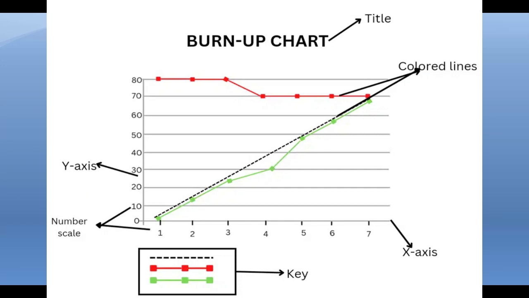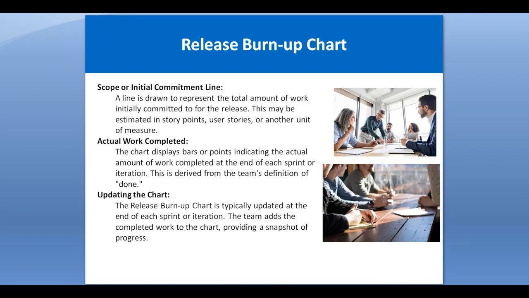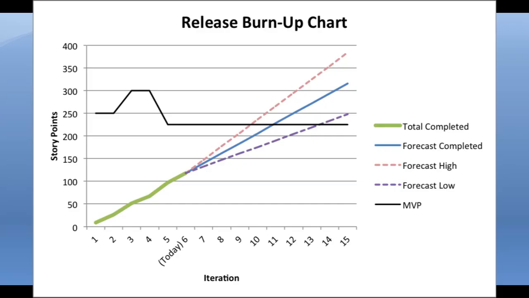Okay, then actual work completed, that means the chart displays the bars or points indicating the actual amount of work completed at the end of each sprint or iteration. This is derived from the team's definition of done. So basically we have to understand the definition of done here as well.